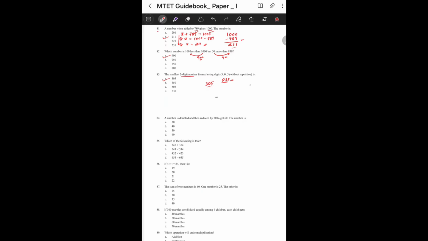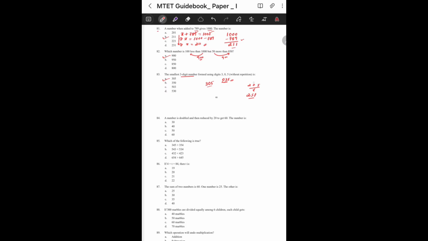I will take one more example. Suppose 2, 7 and 5 are given to you, and they ask you to find the smallest 3-digit number. In that case, we write the smallest number, that is 2, and the next smallest, 5, and the next, 7. That is our smallest 3-digit number.